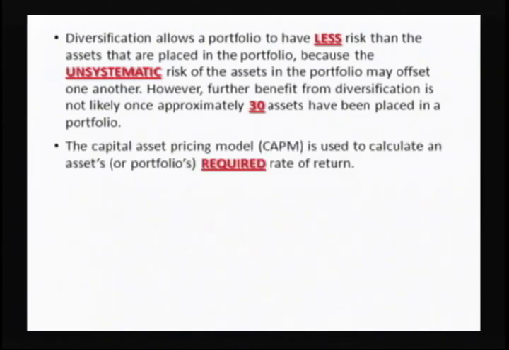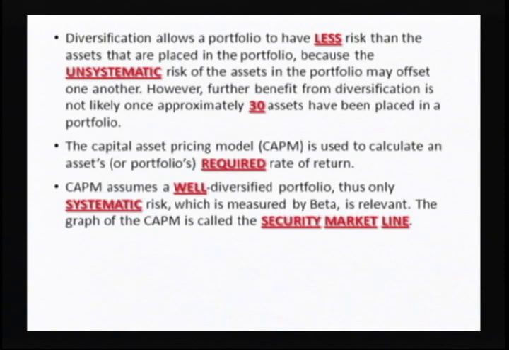The capital asset pricing model is used to calculate an asset's or a portfolio's required rate of return, using the beta as a measure of systematic risk to determine how much risk premium we add for an asset or portfolio based on its amount of systematic risk. So CAPM assumes a well-diversified portfolio, so only the systematic risk portion measured by beta is relevant.